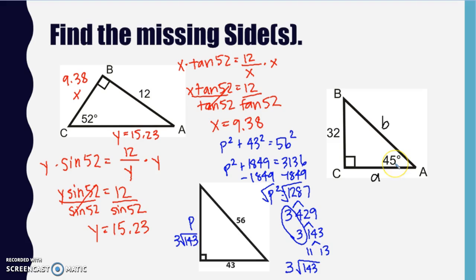So 45, 45, 90 means that both of my legs are the same. So if this one's 32, that means A has to be 32. And to go from a side to a hypotenuse, I multiply by root 2. So this gives me 32 times the square root of 2.